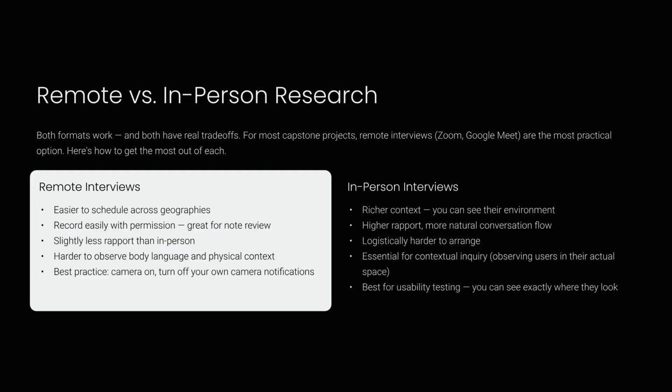Remote interviews are practical for scheduling, while in-person sessions provide richer context and nonverbal cues. Remote is great for general interviews, but in-person is often better for usability testing and observing actual user environments.